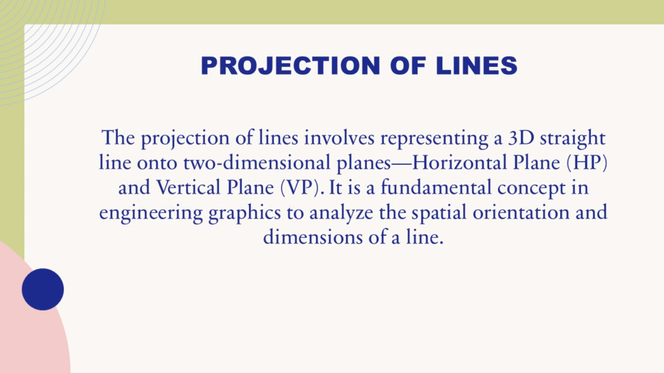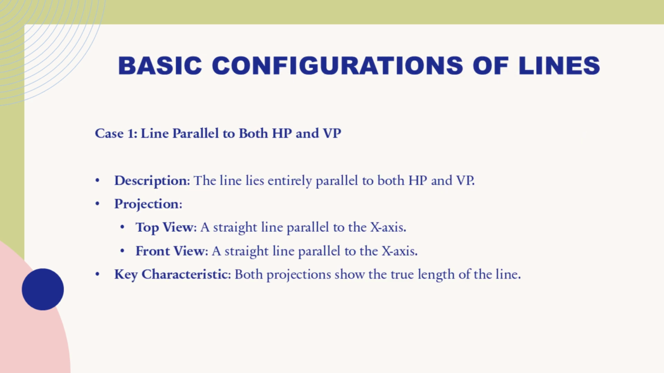Projecting lines is a critical skill in engineering graphics. It involves representing a three-dimensional straight line onto two-dimensional planes, specifically the horizontal plane, HP, and vertical plane, VP. This technique allows engineers to analyze the spatial orientation and dimensions of a line from multiple perspectives. By understanding how lines project onto different planes, we can accurately describe and communicate the geometric characteristics of linear elements in technical drawings.